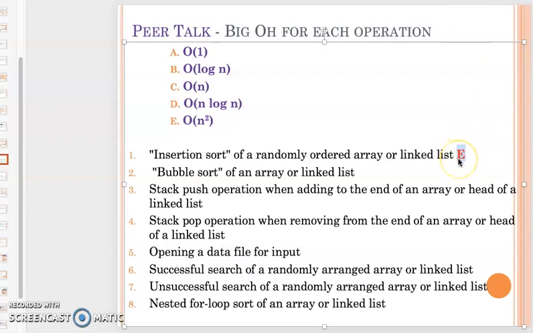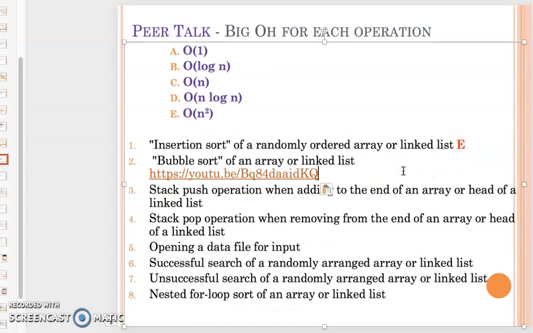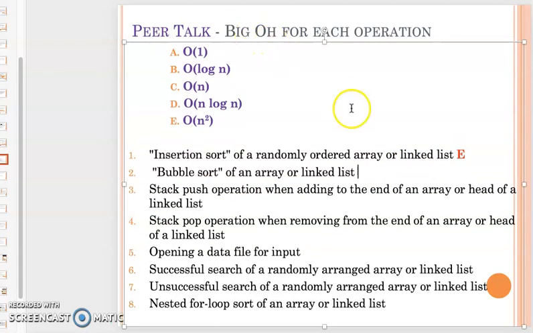Insertion sort, bubble sort, all the nested for loop sorting, are quadratic runtime because they need to have a nested for loop. No matter whether you are doing an array or a linked list, they are all quadratic runtime. So insertion sort, bubble sort, nested for loop sort, or selection sort, they are all n squared.